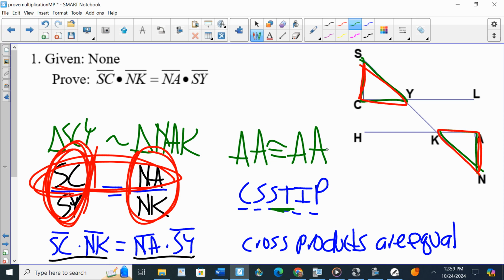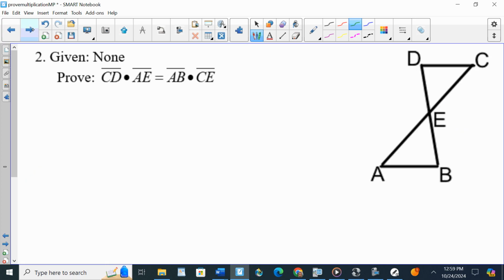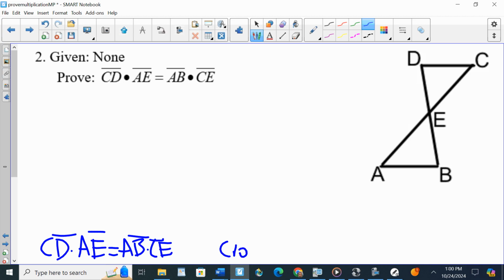So we're just going to take a look at one more. I'm going to work backwards. CD times AE equals AB times CE. Whenever I'm proving multiplication, the reason is cross products are equal.